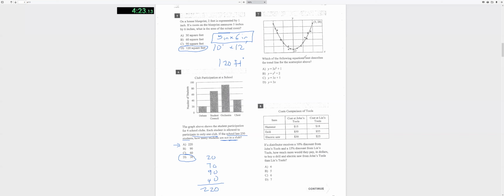Which of the following equations best describes the trend line for the scatter plot above? Well, we know that it's going to be a quadratic and not a line, because if it was 3x plus 1, it would be straight. If it was 3x, it would be straight. So we already eliminate those answers.